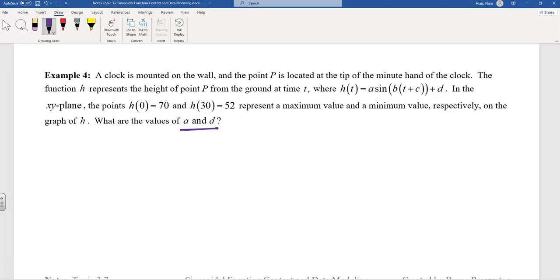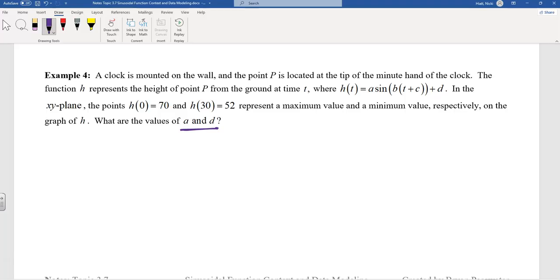So a clock is mounted on the wall. The point P is located at the tip of the minute hand of the clock. The function h represents the height of point P from the ground at time t, where h of t equals a sine b, parentheses t plus c, plus d. In the xy plane, the points (0, 70) and (30, 52) represent a maximum value and a minimum value, respectively, on the graph of h. What are the values of A and D?